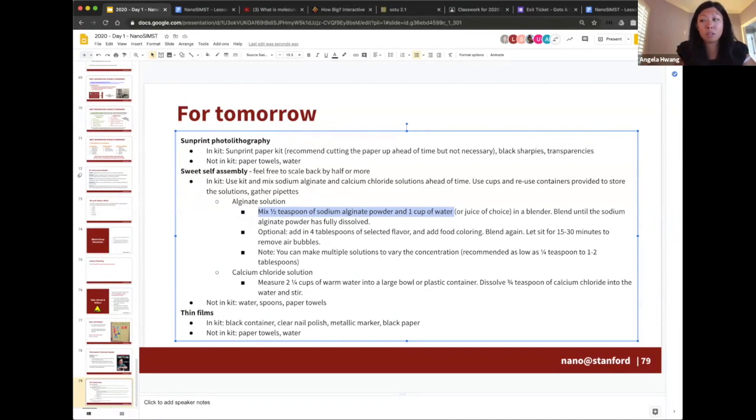So if you're feeling real tired, which is fine, just take the water and dump the teaspoon in, let the water do the work, and then double check it in the morning. The calcium chloride shouldn't be a problem. It dissolves very readily. If you want to have fun with it, you can add flavoring or colors. I've done it with Powerade and juice. It can be kind of fun. And then for the thin films, you should have almost everything except for paper towels and water. So the biggest thing is this one right here.